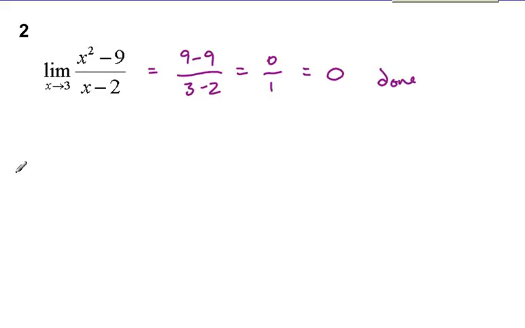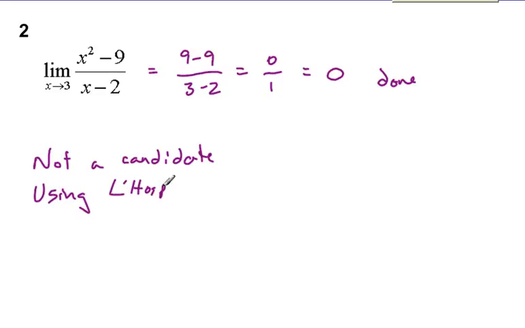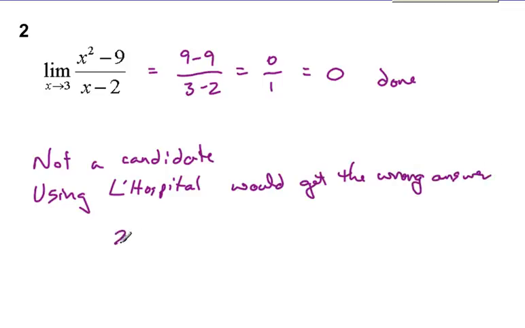I do want to point out, so let's just point this out, not a candidate, and using L'Hopital would get the wrong answer, or get the wrong limit. So let's just do that just to prove it real quick. If I did the derivative on top, 2x, the derivative on bottom, 1, I plugged in 3, I would get 6. And that is not the limit. The limit is actually just 0.